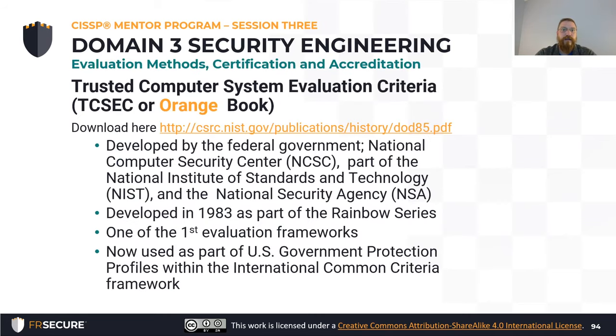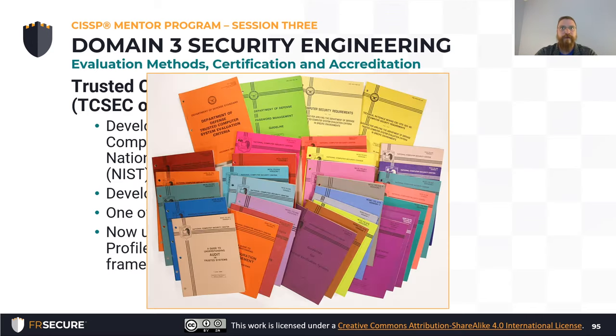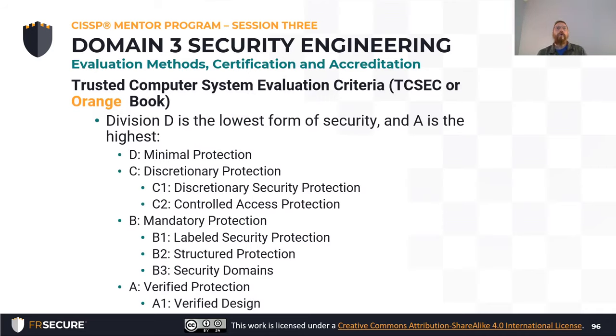So TCSEC, the Orange Book, Rainbow Series, 1983, U.S. government, a big one there. There's the picture again. You're going to want to understand what the levels are on this. From my memory, you didn't need to know what structured protection or security domains actually mean. They're going to give you an example that tells you that, and you need to know that if it needs structured protection, that's B2. That's what you're going to need to know on this one.